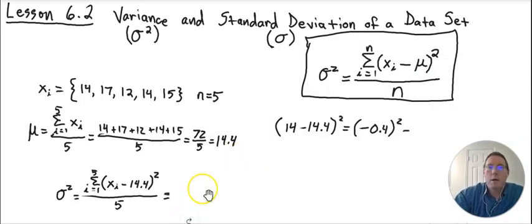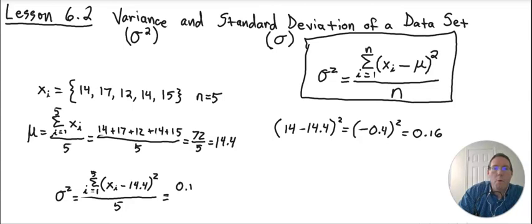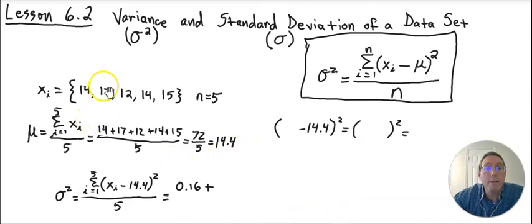So this is going to be 0.16. Okay, so 0.16 is our first number. Then we're going to add that to another number. All right, well, what's our next number going to be? Well, now we're going to put in element 2 and then square it and see what we get. Okay. So now, the second element is 17, so we'll put 17 in here.